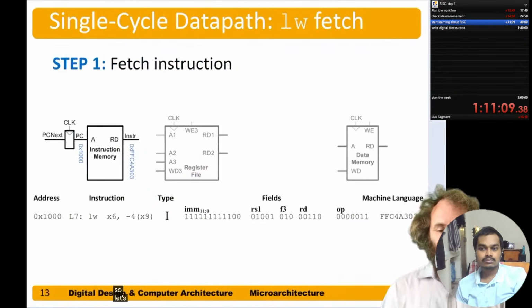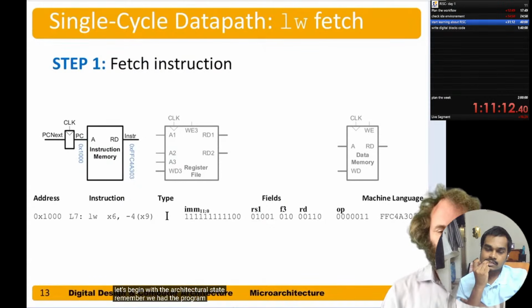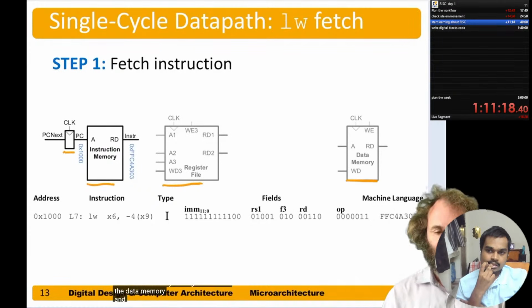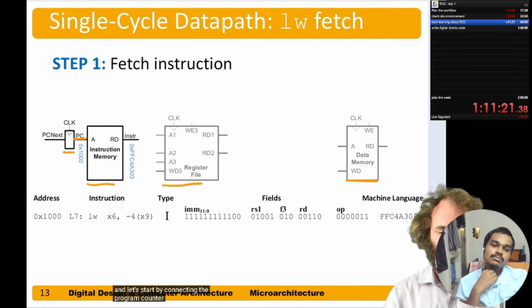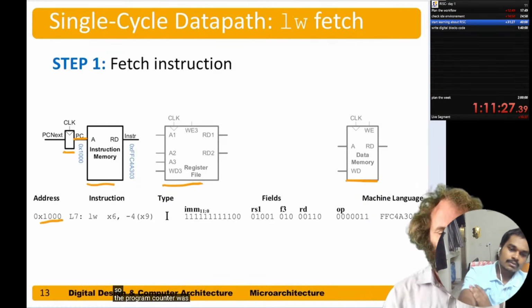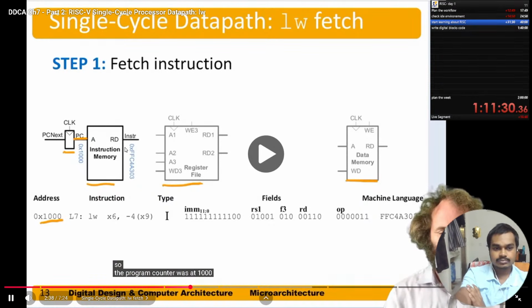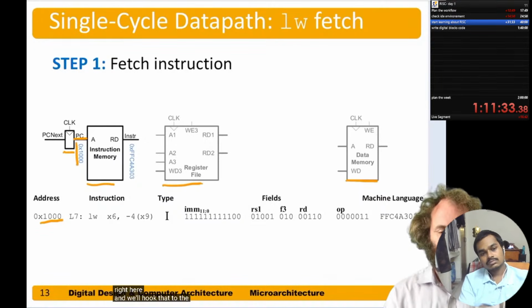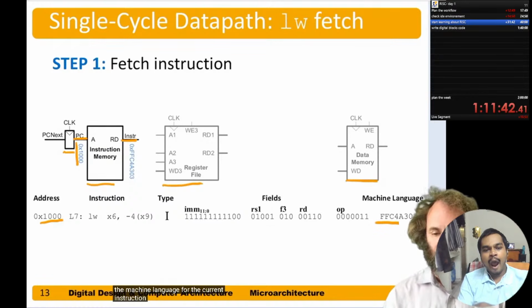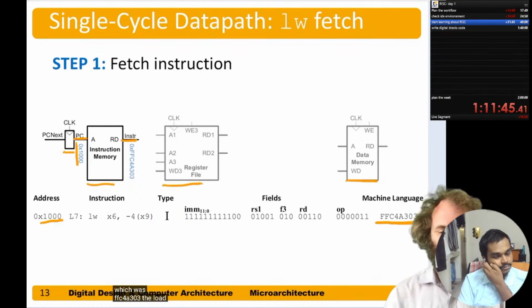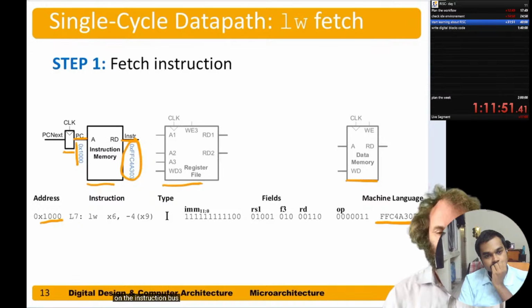So let's begin with the architectural state. Remember, we had the program counter, the instruction memory, the register file, and the data memory. And let's start by connecting the program counter to the address input of the instruction memory. The program counter was at 1000 right here, and we'll hook that to the address of the instruction memory, and we read out from the instruction memory the machine language for the current instruction, which was FFC4A303, the load. And that's this value here on the instruction bus.